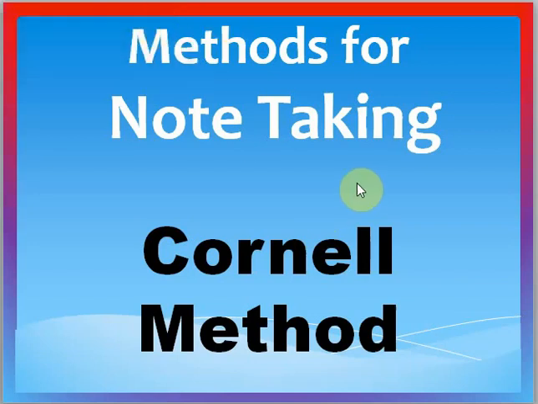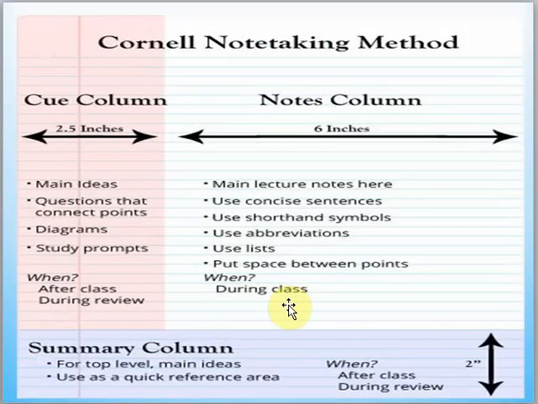Hello everyone. We have started to see the Cornell method for note taking. In the last lecture we have seen there are three important points in the Cornell method. First is the Q column, second is the notes column, and third is the summary column.